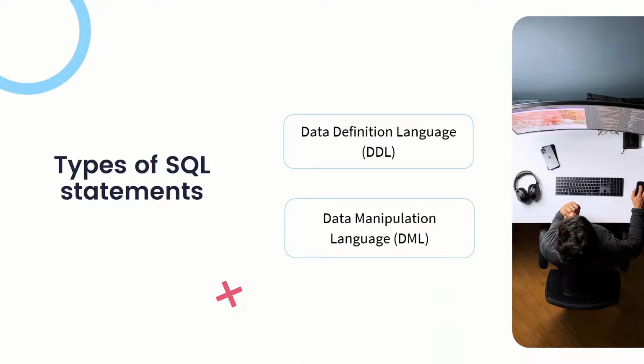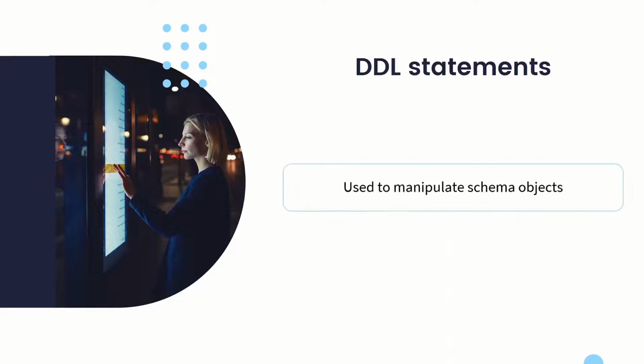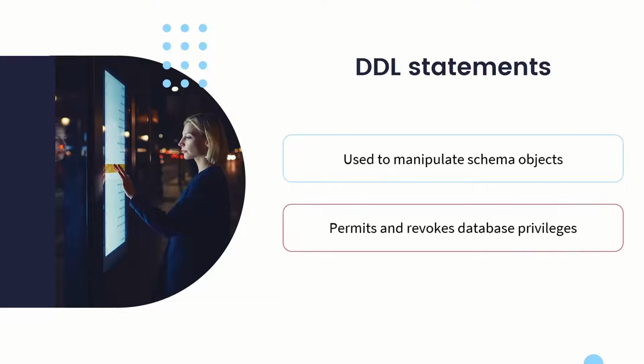And we also have statements which include data manipulation language, otherwise known as DML. Let's explore these two concepts in greater detail. First, let's take a look at DDL statements. DDL statements are used to manipulate schema objects, and schema objects include objects which are better known as views as well as tables, for example. DDL statements also permit and revoke database privileges.